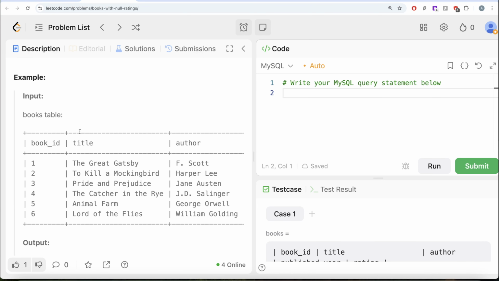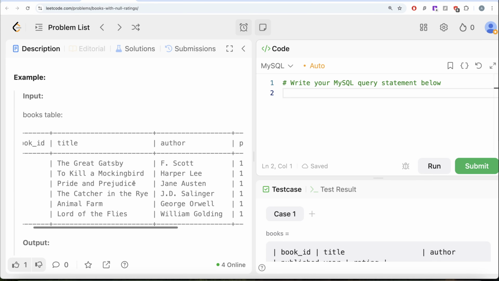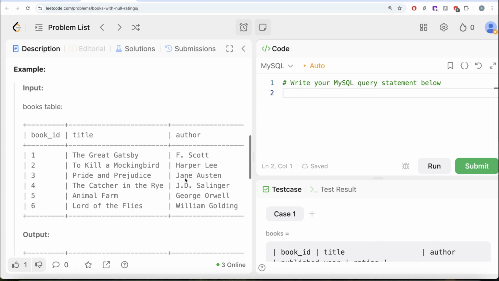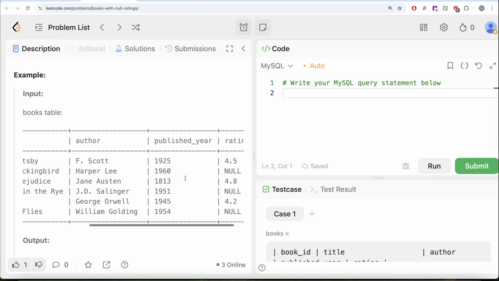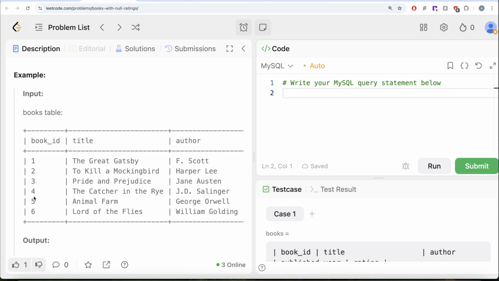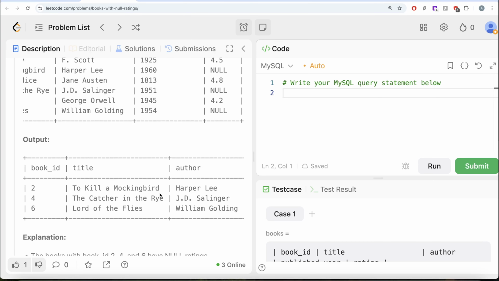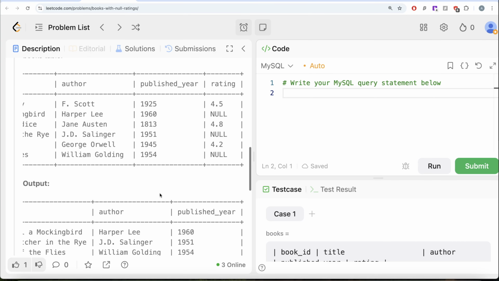Here we have 6 different book IDs, their different titles, author, published year, and their rating. So in this, what we need is all those books that have not been rated yet. That means rating is equal to null, and we need to return the first 4 columns. So book ID 2, 4, and 6 are the ones who have not been rated yet, and that is what we have in the output.